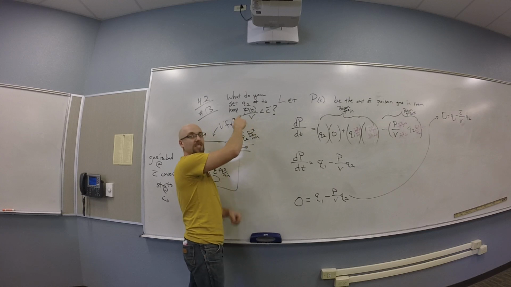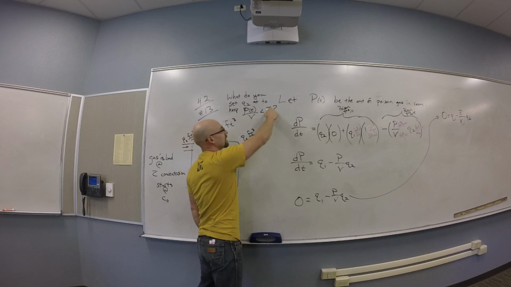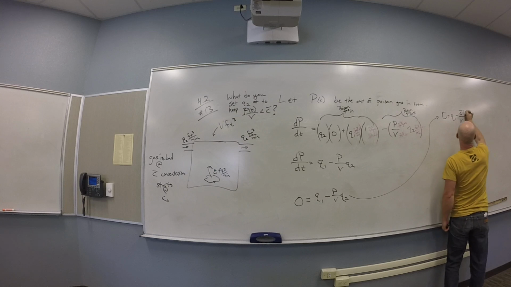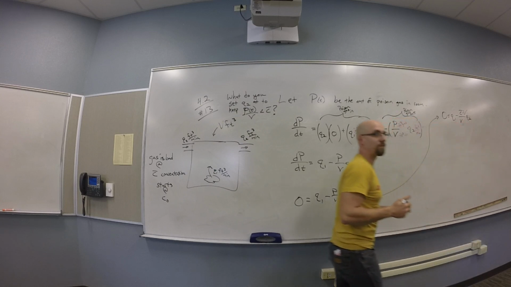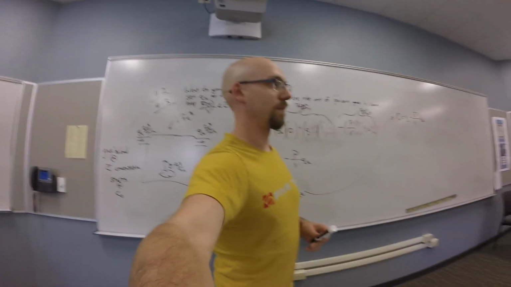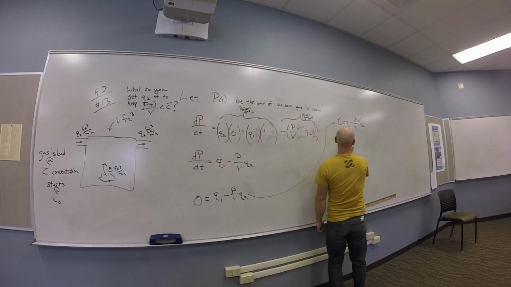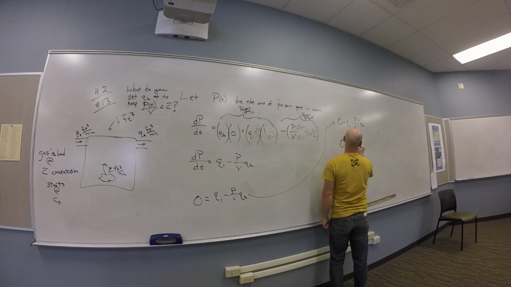Well, I said P of T over V has to be smaller than C bar. So P of T has to be smaller than C bar times V. You guys with that? Yeah. And then the V's cancel. Okay. So you get 0 is Q1 minus C bar Q2.